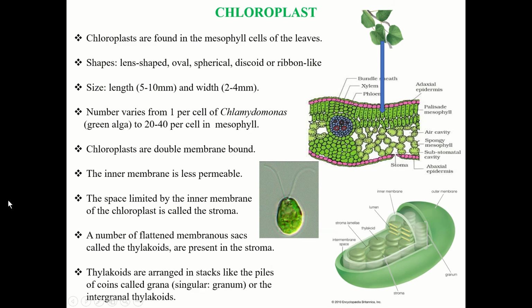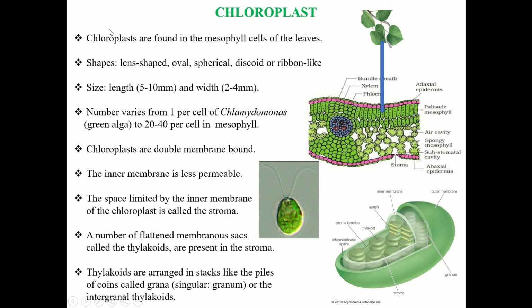Now we'll see the detailed structure of the chloroplast, which is one of the plastids. Chloroplasts are found in the mesophyll cells of the leaf. So if you take a transverse section of the leaf, you will find these layers. The outermost layer is the epidermis. Then you will find the mesophyll cells, some are palisade and some are spongy cells. Then you will find the vascular bundle and the lower epidermis.